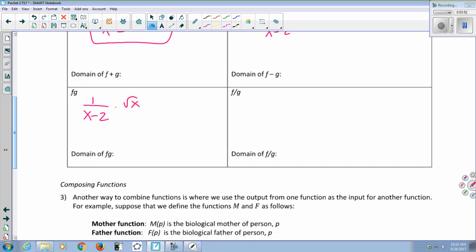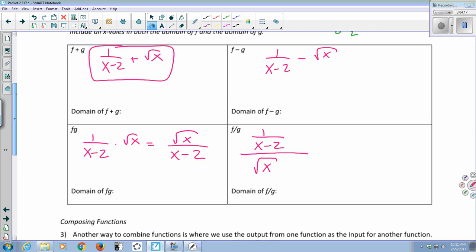This one you can simplify in one quick step, so I'm going to go ahead and do it. This becomes the square root of x over x minus 2. And f over g would be 1 over x minus 2 over the square root of x. And that I think I might also simplify, but I'm going to leave it like that for now. Maybe we'll come back and simplify it.